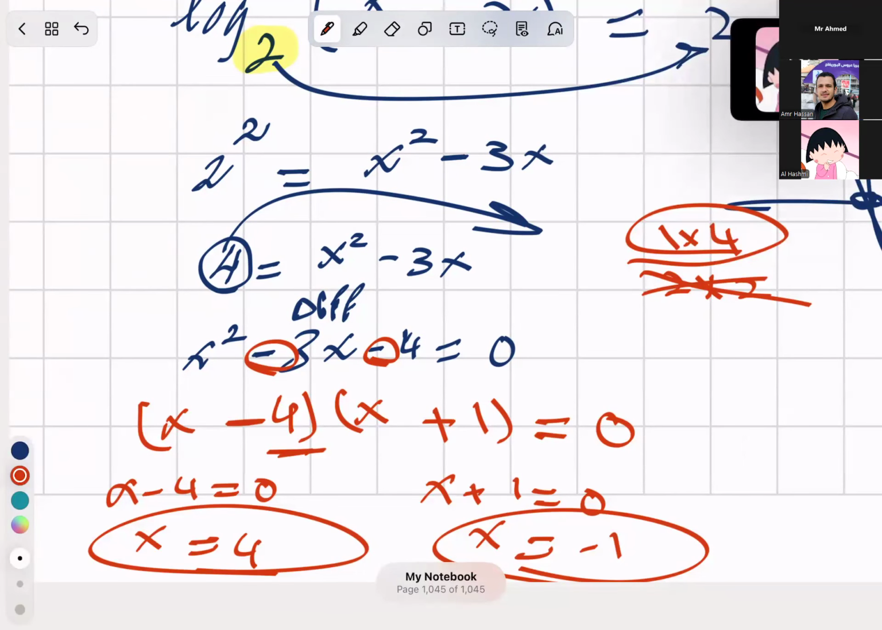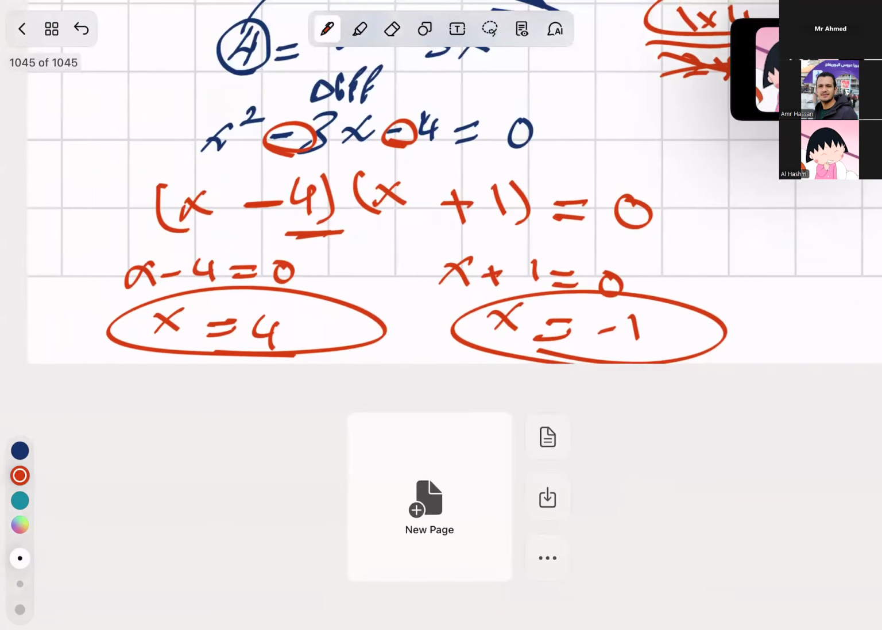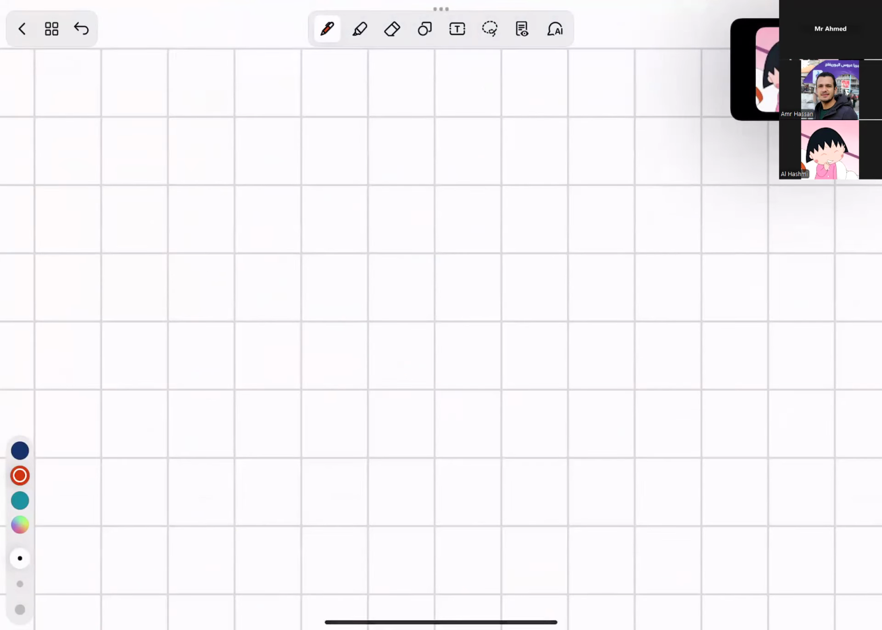So it seems pretty simple, but we need to understand how to deal with logarithms, and the rules which I was trying to teach you last time are really important, and you need to recall them. Did you get it? Okay. This time, I need to give you another example. This example is really important.